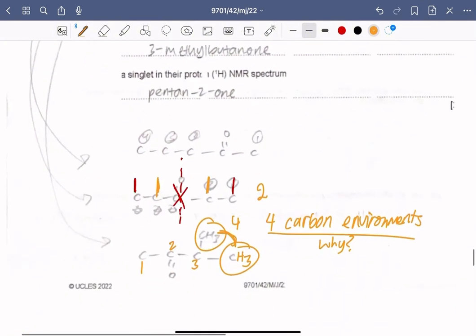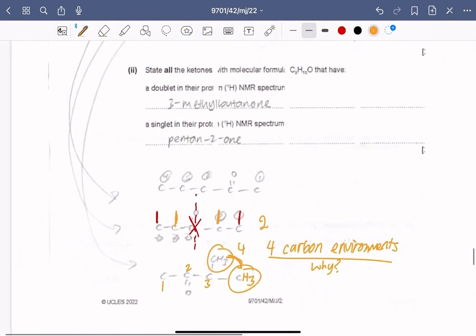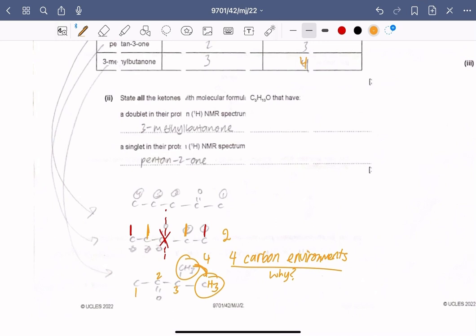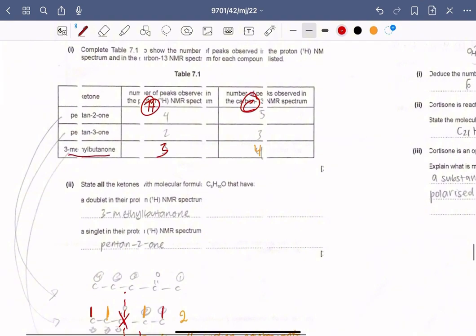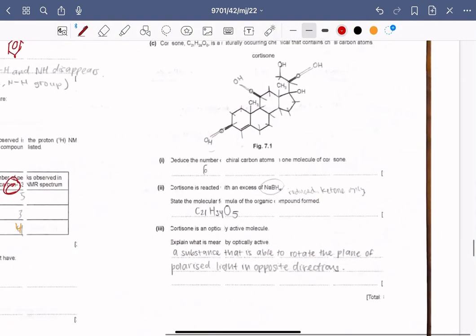For H atoms, there is actually only one type. These 3 H atoms have the same environment, therefore it's counted as 1. And there's no H atom here, and there's 1 H atom here, so this is a second different environment. And the H atoms here and the H atoms here experience the same type of environment. Therefore, there are a total of 3 different environments for this 3-methylbutanone compound.